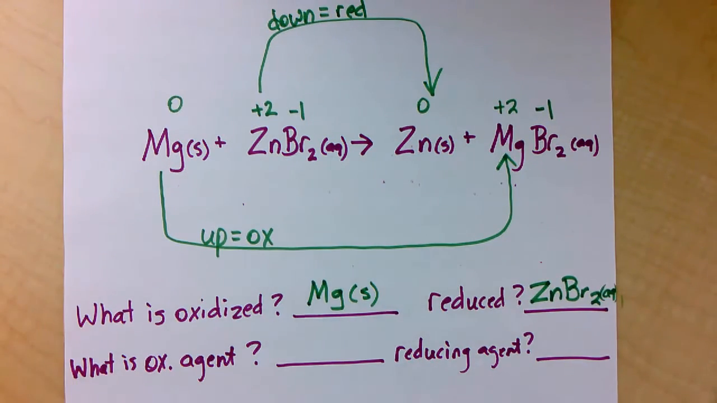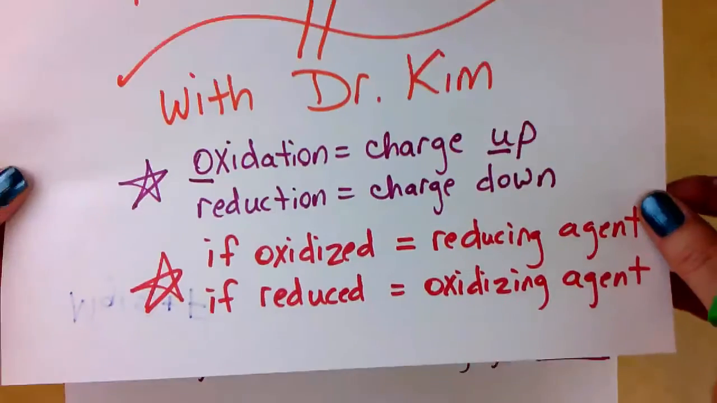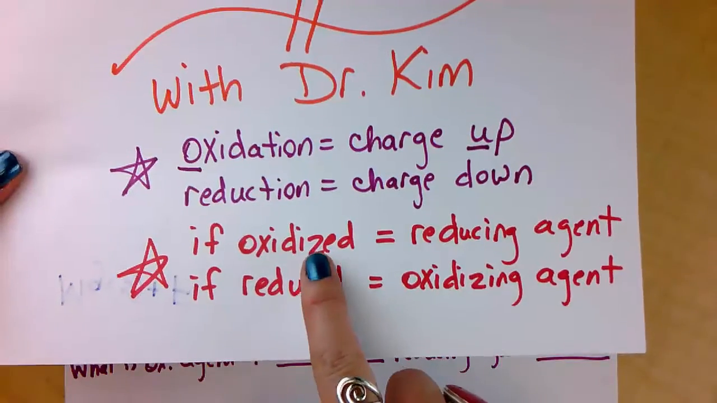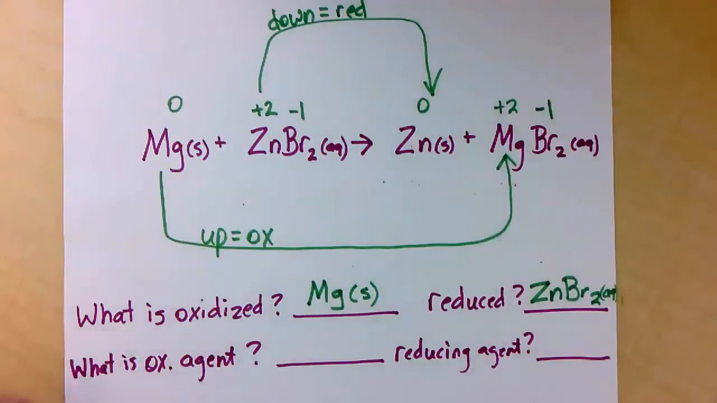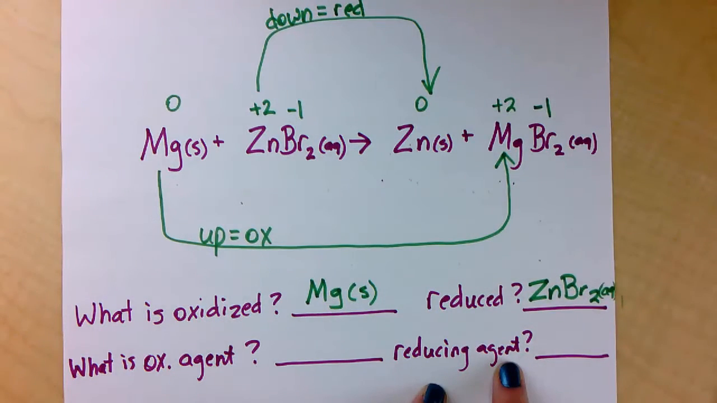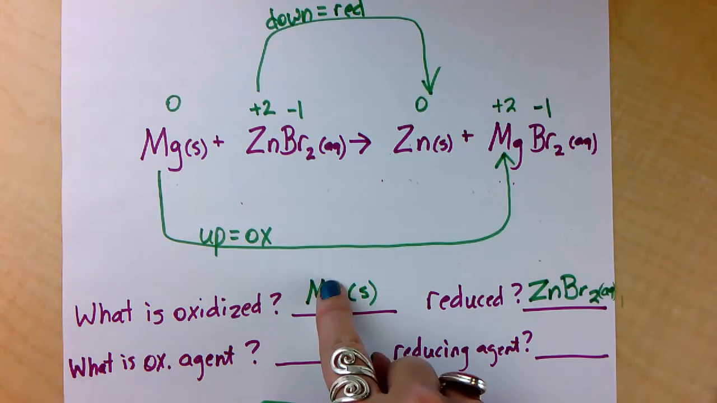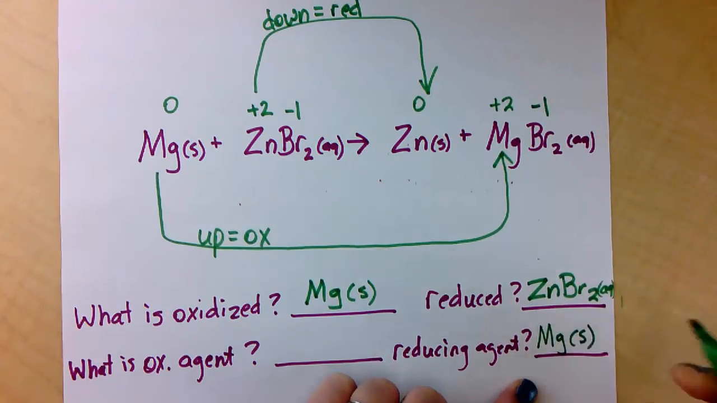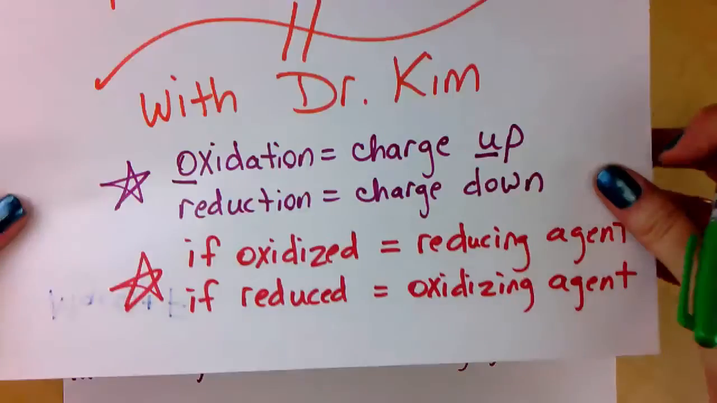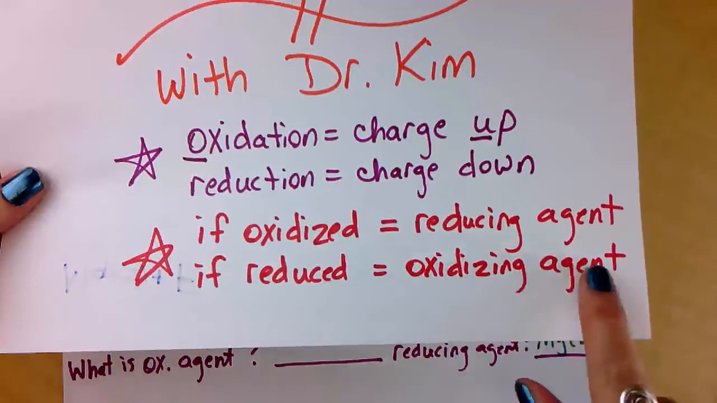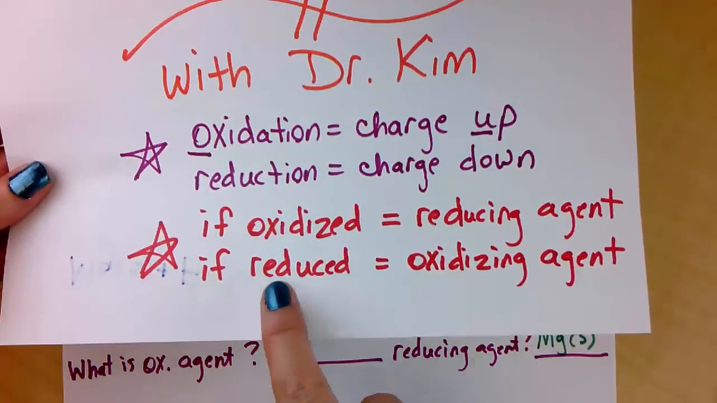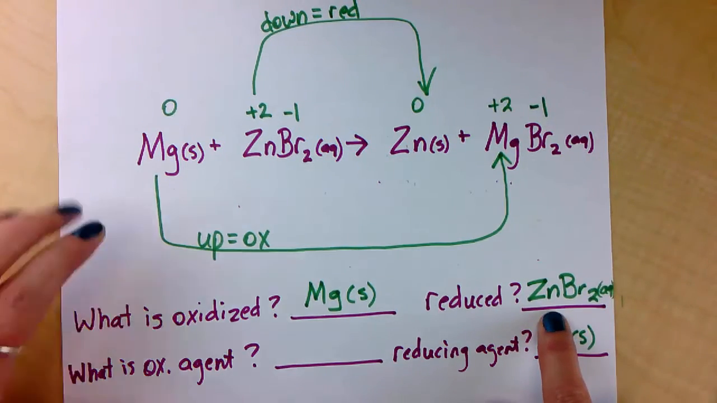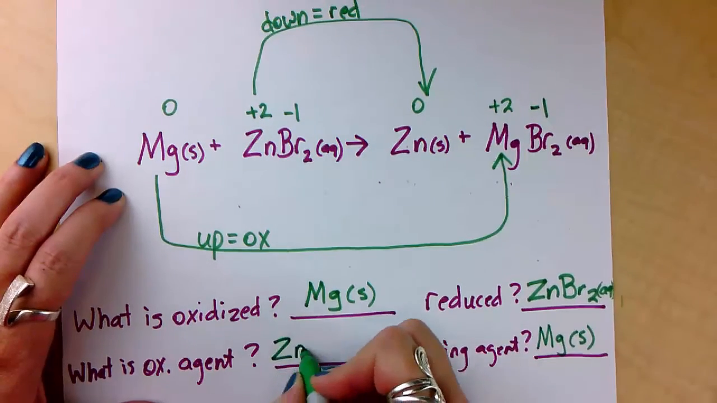Now, let's see if you remember about the agents. Remember, the reducing agent is whatever's oxidized. So the reducing agent is what is oxidized, which was magnesium solid. And the oxidizing agent was whatever was reduced. So the oxidizing agent is zinc bromide, aqueous.